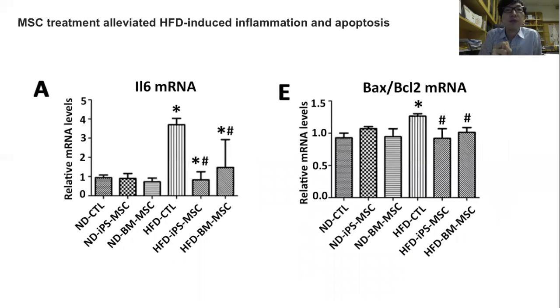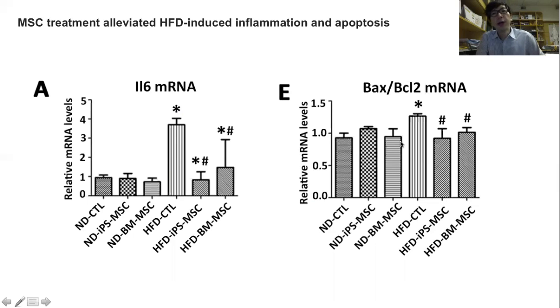Inflammation is a very important phenomenon in obesity, and therefore we also looked at inflammatory markers. Here we looked at IL-6 as an inflammatory marker, and here you can see that IL-6 level was elevated markedly compared to control in high-fat diet treated animals, and these were largely depressed in mice treated with stem cells.